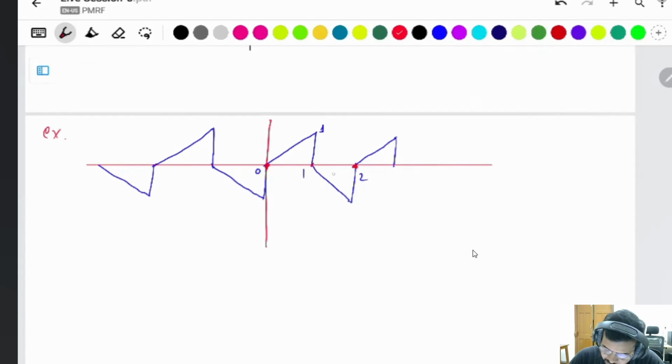You can say this is T by 2. This is T by 2. The area of positive is the same as the area of negative. That's why the A naught value is 0. There is no DC term. Then the signal will be, what happens in odd half wave symmetry? Half wave symmetry is checked.